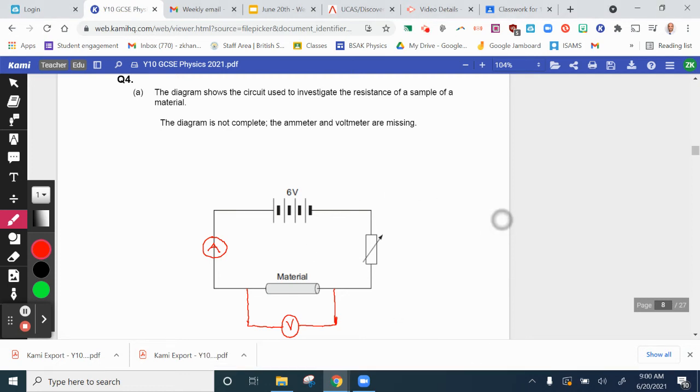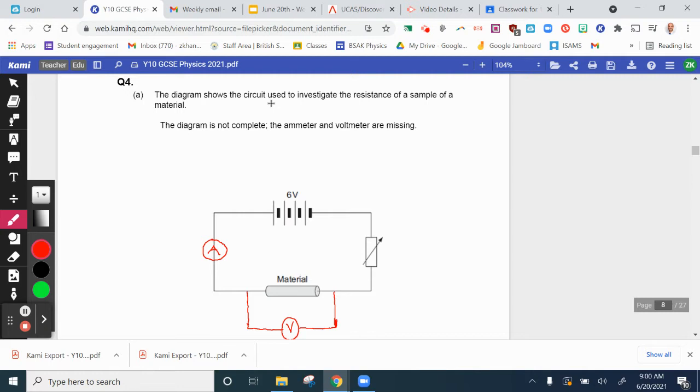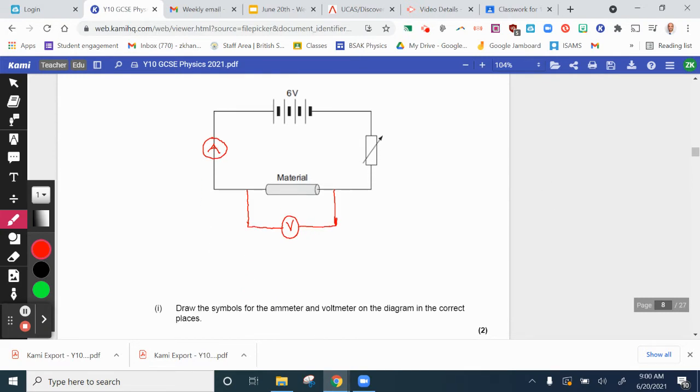Question 4. The diagram shows a circuit used to investigate the resistance of a sample of a material. The diagram is not complete and the ammeter and voltmeter are missing. The first part: draw the symbols for the ammeter and voltmeter on the diagram in the correct places.